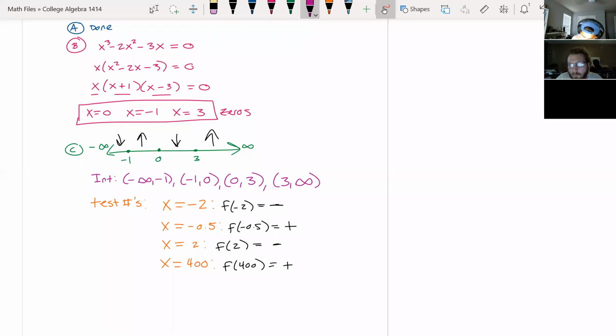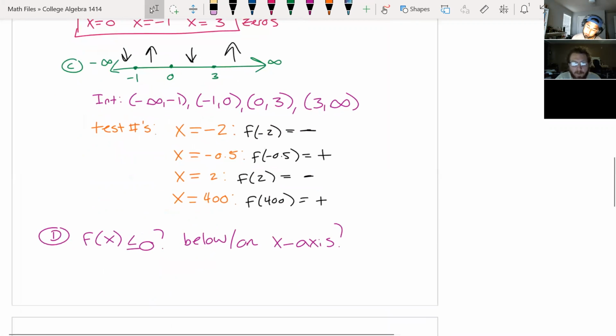I'll say D. On what intervals is this function less than or equal to 0? Basically, where are we below and on the x-axis? So what intervals do we have?